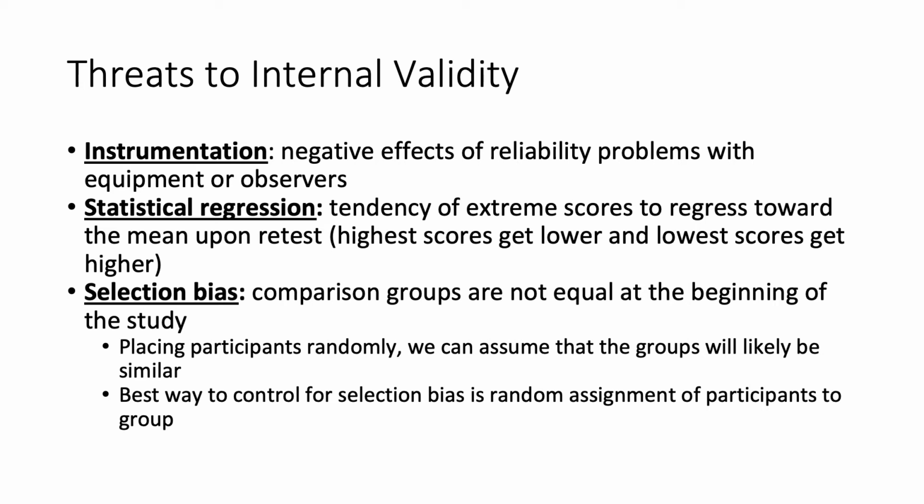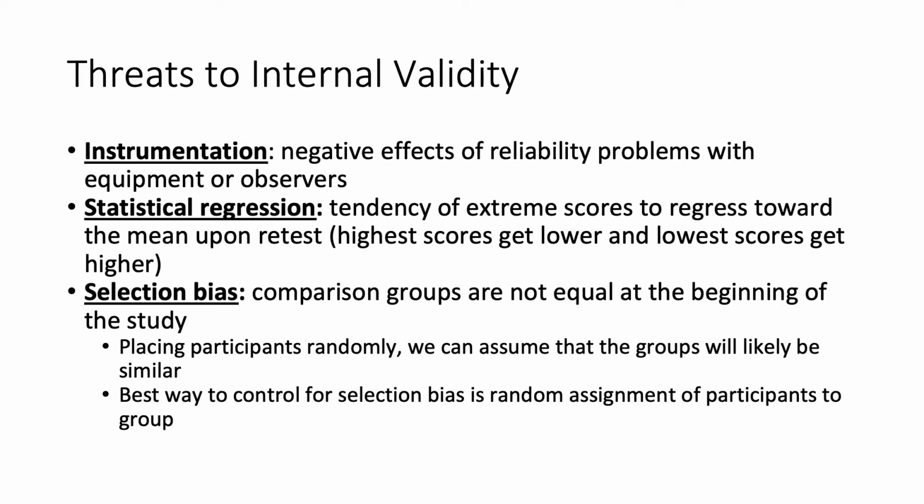Statistical regression becomes a possibility when groups are formed based on extreme scores. So if you have one group perform a test really well at the beginning of a study and place them together, and another group perform poorly or have low scores on a test and place them in a group, by the end of the study it will show that the highest score group's scores get lower and the lowest score group gets higher.